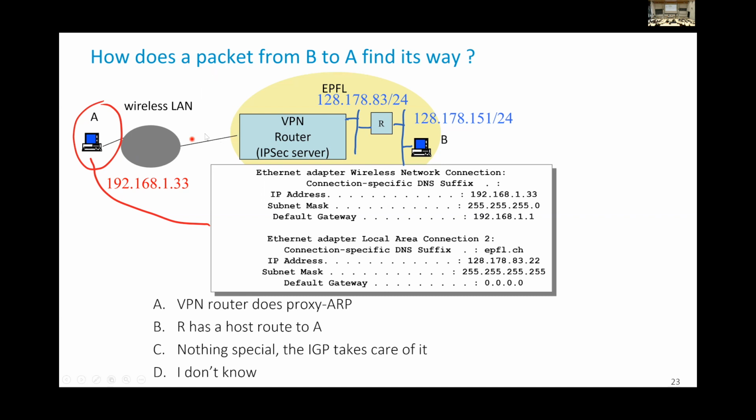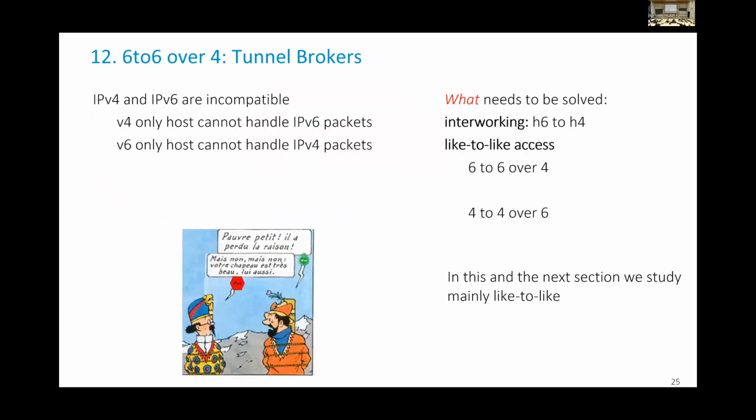I am here on the subnet that is on the other side of the VPN router, and that's how things must be if I use a VPN. There's no other way I should do it. So VPN routers typically come with proxy ARP. That's for the VPN tunnels.